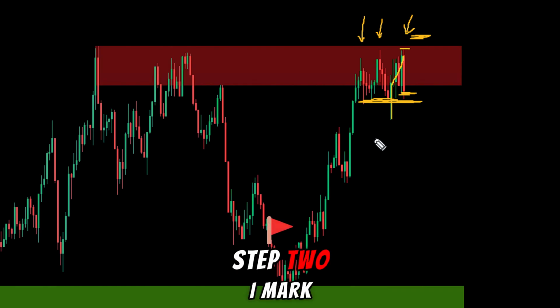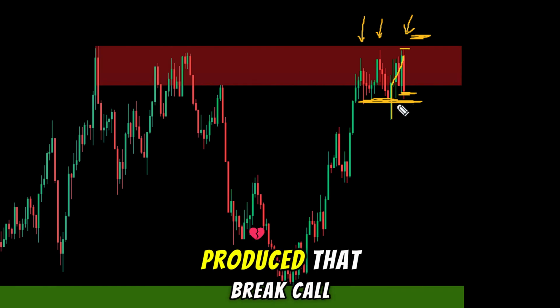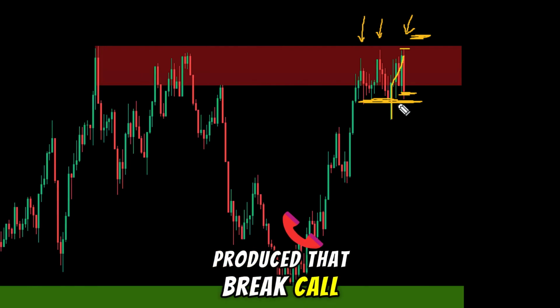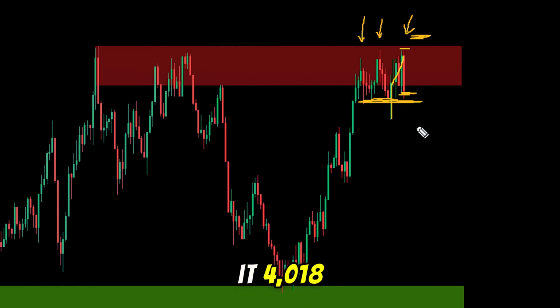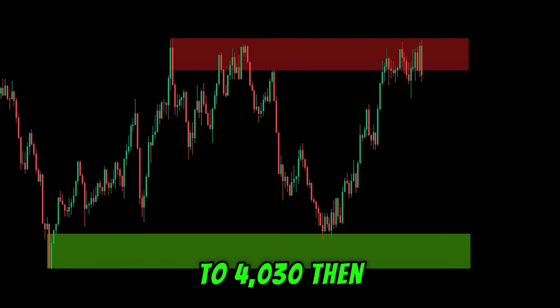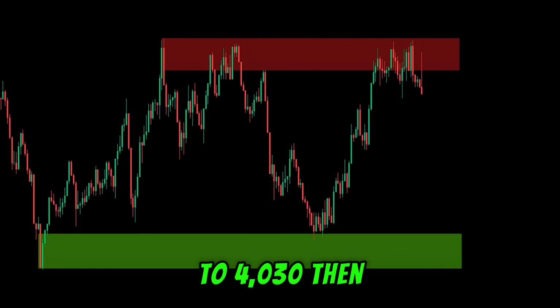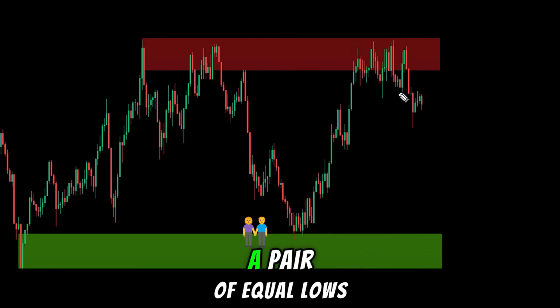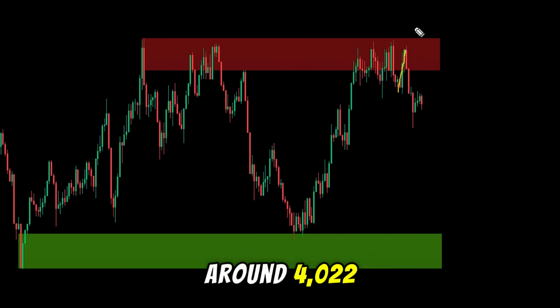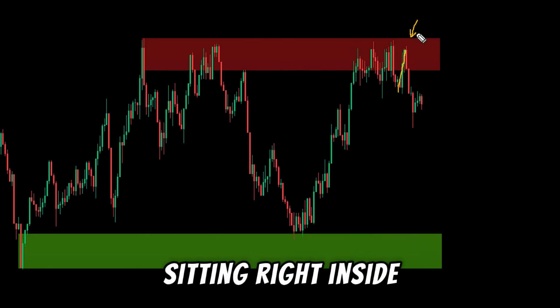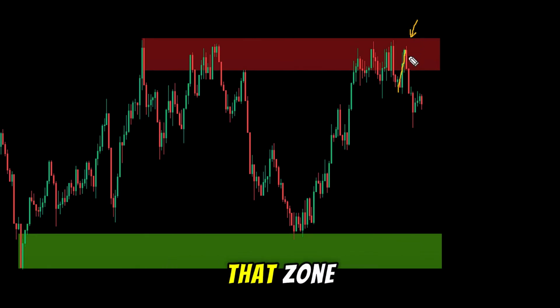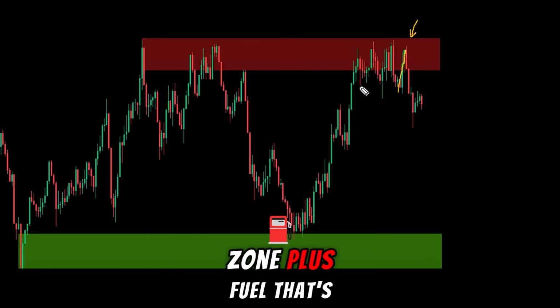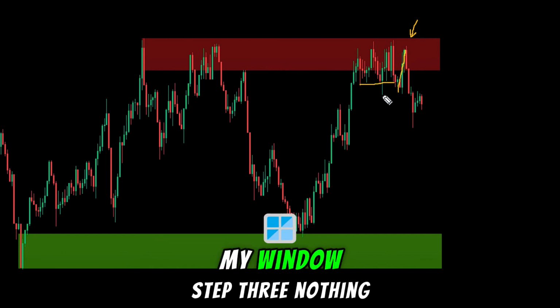Step 2. I mark the demand zone that produced that break. Call it 4,018 to 4,030. Then I look underneath it and find what I want to see: a pair of equal lows around 4,022, sitting right inside the top of that zone. Zone plus fuel. That's my window.